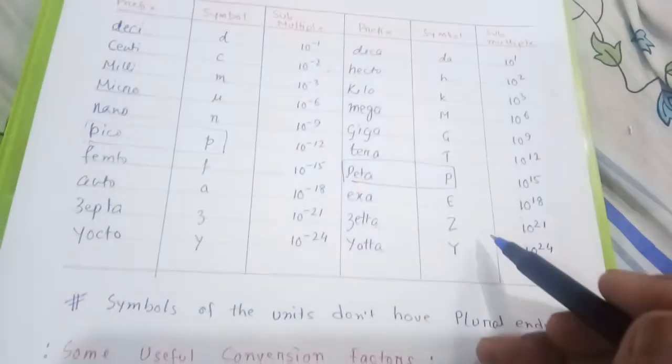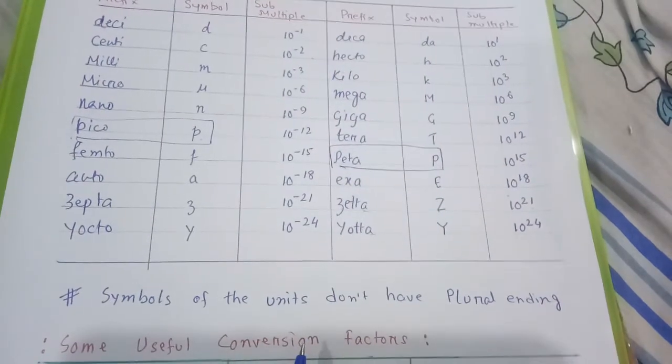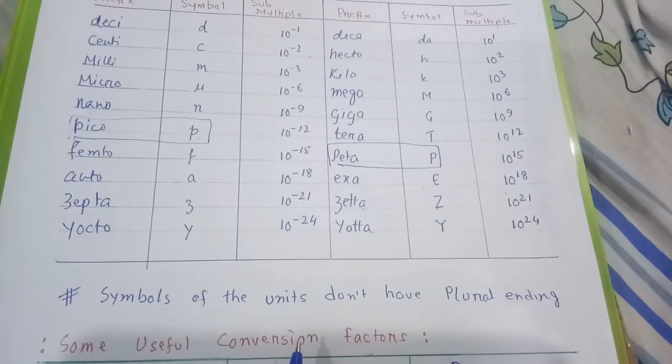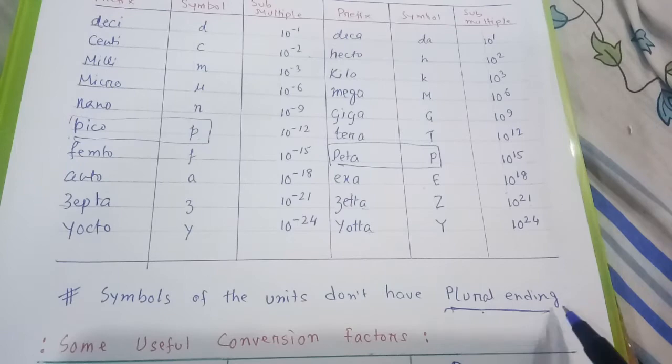Now student, you have heard that we don't say 10 centimeters, 10 kilometers, rather we say 10 kilometer. The symbols of units do not have a plural ending. So kilometer is kilometer, you cannot write kilometers, centimeters like that.